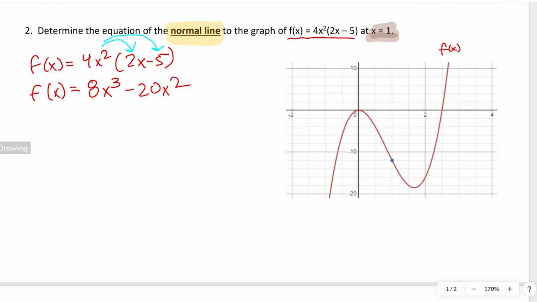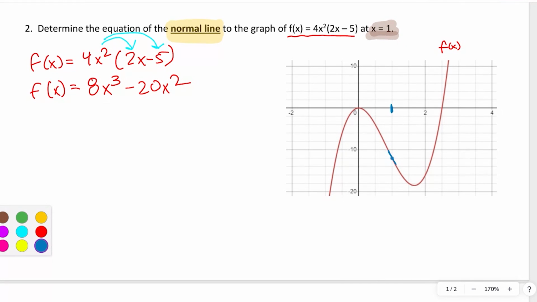Okay, let's talk about tangent. We know what a tangent means. So here's x equals 1. The tangent line, I'm just going to try to sketch this, so it's not going to be perfect, but just kind of freehanding what that looks like. Looks kind of like that, right? This is the line tangent to f of x at x equals 1. So the normal line is going to be the line that is perpendicular to the tangent line at that point.